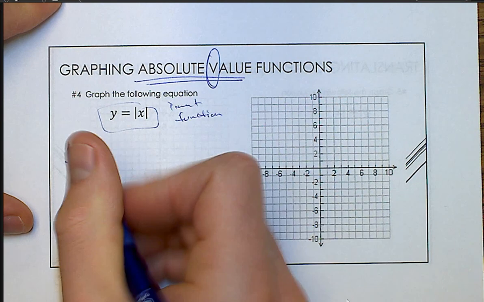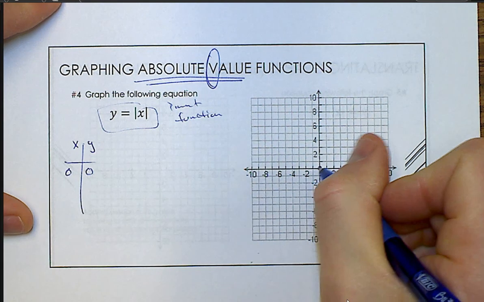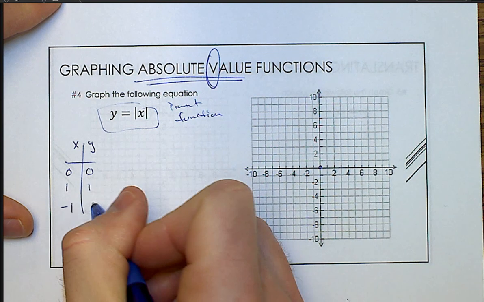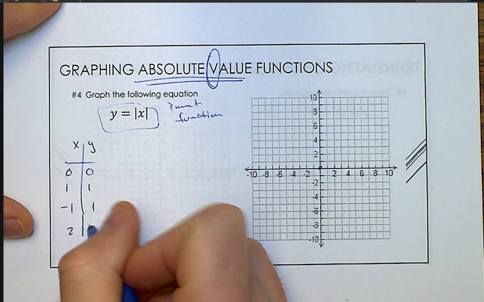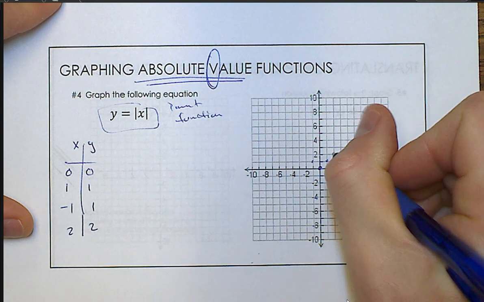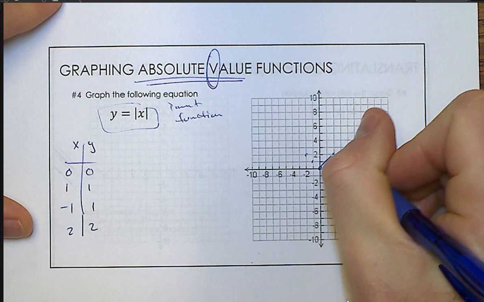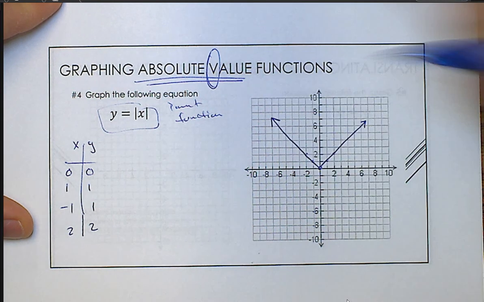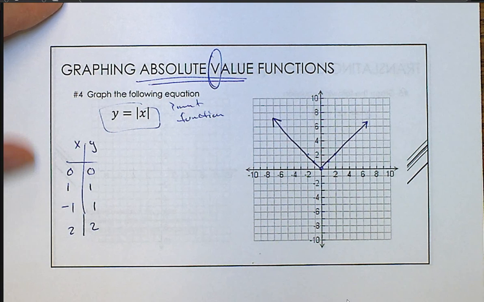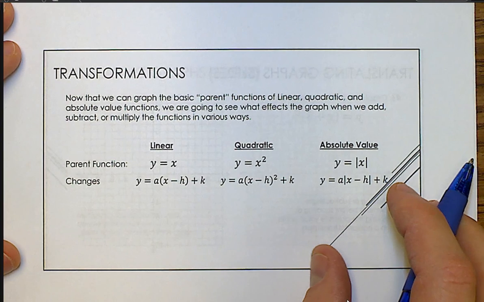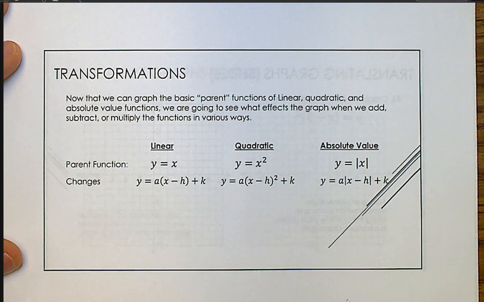And again, 0, 0 would work, and we can go 1 and 1, negative 1 and 1, 2 and 2, etc. So 1, 1, 1, 1, 2, 2, 2, 2, and we're making a V here. And there's your absolute value function graph. Okay? Those were the basic functions that we've covered before, and here is our transformations.